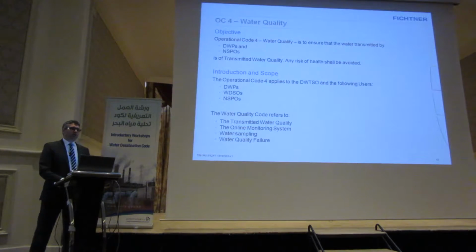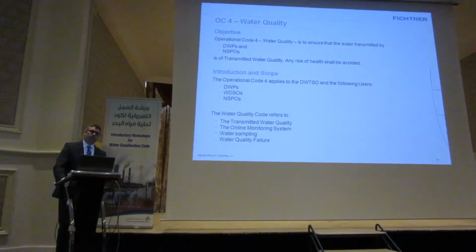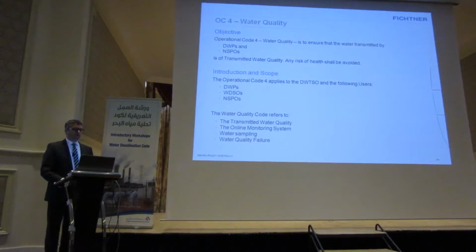The objective of that part, obviously, is that the water which is produced and fed into the transmission system is of transmitted water quality, the quality which is specified in the code, in order to avoid the risk to health and also to avoid damage to equipment within the system. It is applicable to the transmission system operator, the desalinated water producers, the distributors, as well as the non-seawater plant operators.